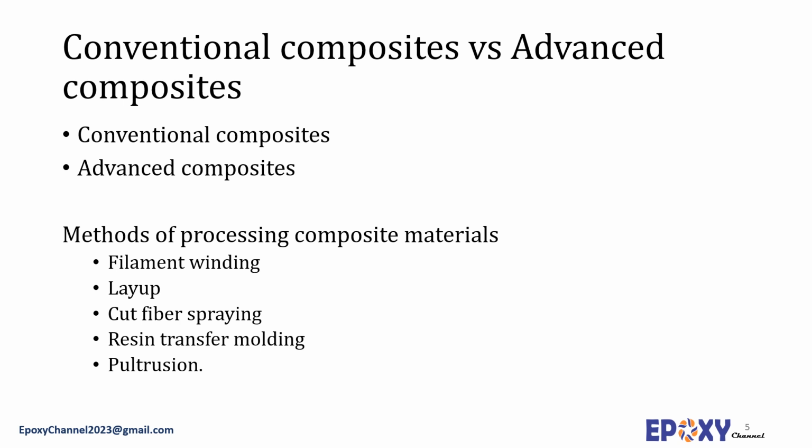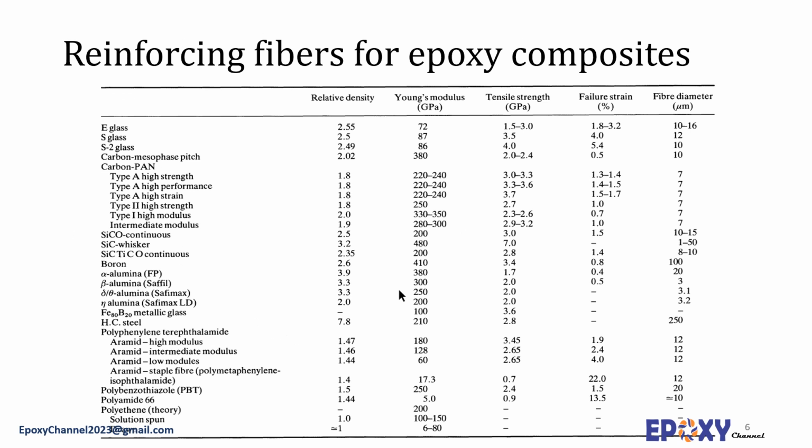The construction and orientation of fibers in these materials are engineered from high-performance resins and fibers to meet specific design requirements. Methods of processing composite materials include filament winding, layup, chopped fiber spraying, resin transfer molding, and pultrusion. Composite material technology exploits the high specific moduli and strength of reinforcing fibers to produce low-density, high-performance structures. For many applications of epoxy resins, this involves stacking pre-impregnated fiber sheets, generally known as prepreg, to form laminates.